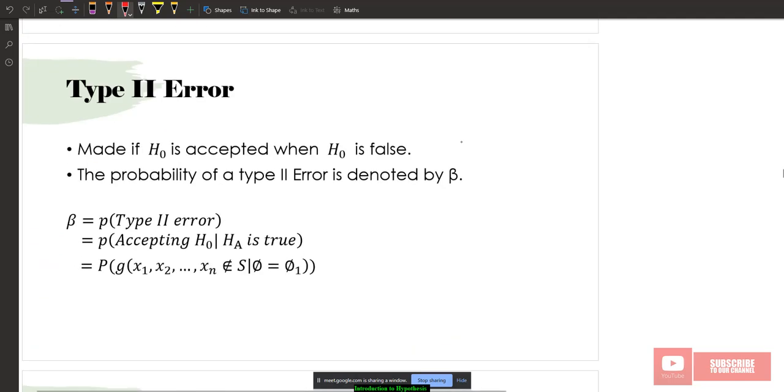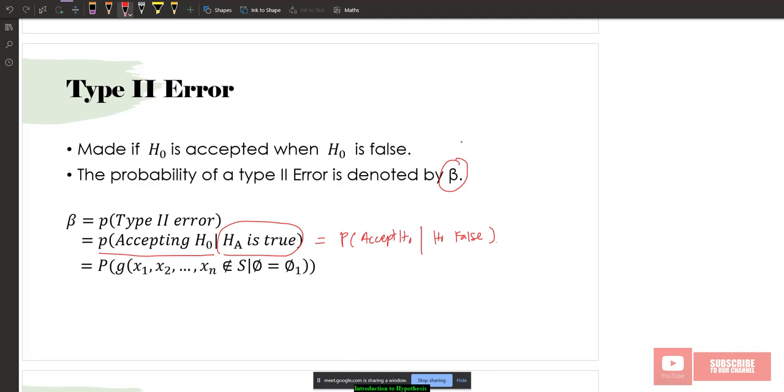And type 2 error is when we accept the null hypothesis when the null hypothesis is false. Type 2 error is beta. The beta is equal to the probability of accepting the null hypothesis when the alternative hypothesis is true, or you can put it like this: we accept the null hypothesis when the null hypothesis is false. It's the same concept.